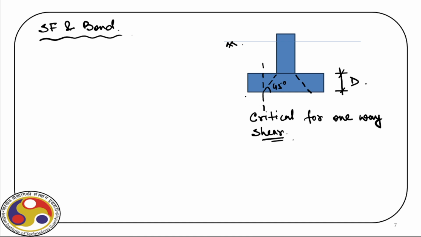Again, below this foundation we know the pressure developed, and we can quantify the pressure on the left-hand side of this critical section, and from that find the shear force acting at this section. How far is this section from the face of the column? We can easily conclude that this is D, because we consider 45-degree dispersion of load from the column to the foundation.